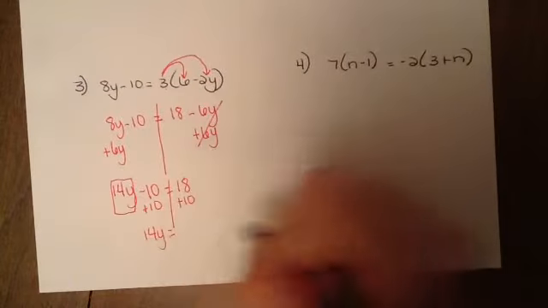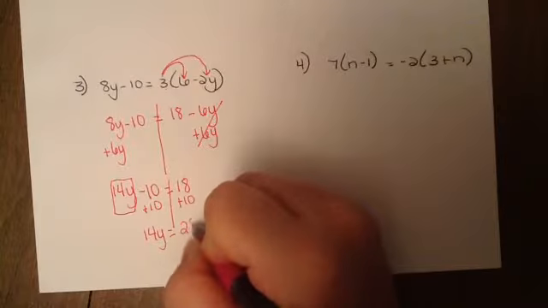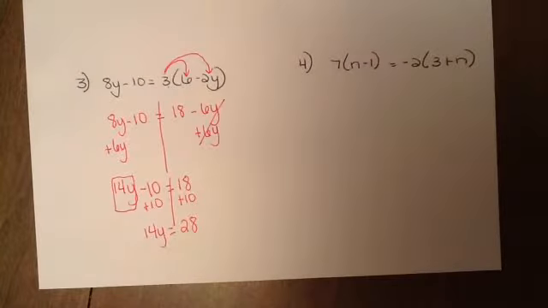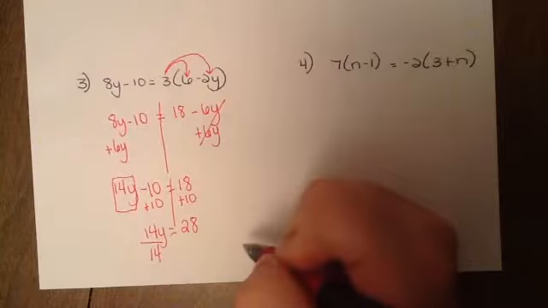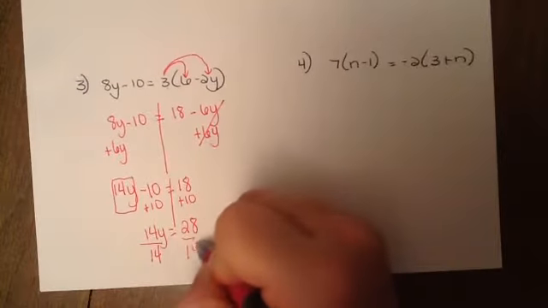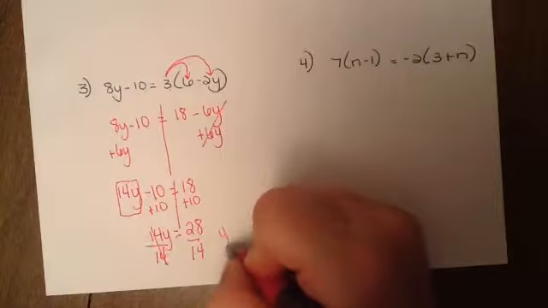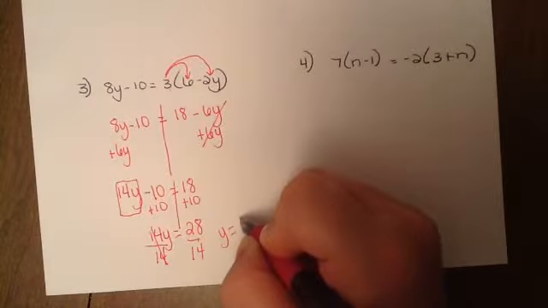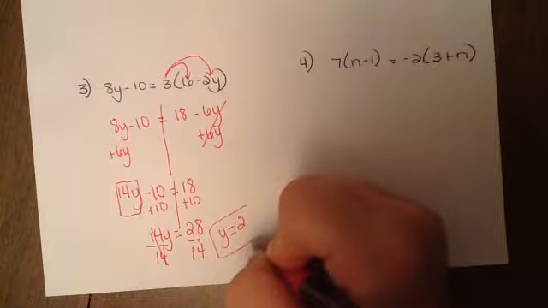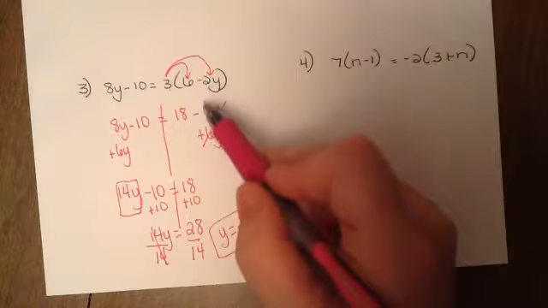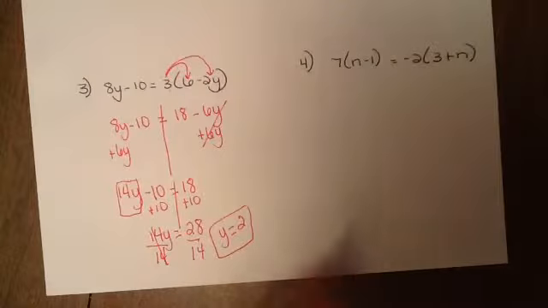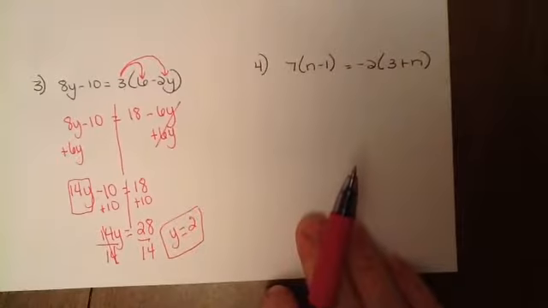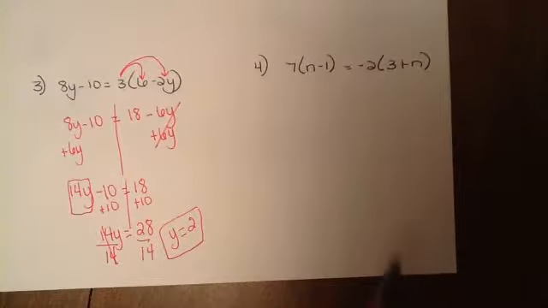14y equals 28. And lastly, to solve, divide by 14, divide by 14. y equals 2. Get rid of the parentheses, move the variables to one side, and solve. Try this one on your own.